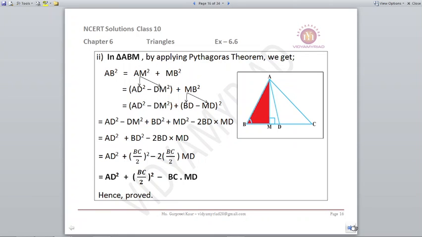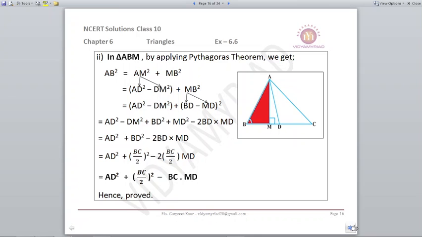Next, in triangle ABM, the second part we are proving now. If we take triangle ABM, AB square will be equal to AM square plus MB square. Now what is AM square? We can write AM square as AD square minus MD square, or DM square, plus MB square.